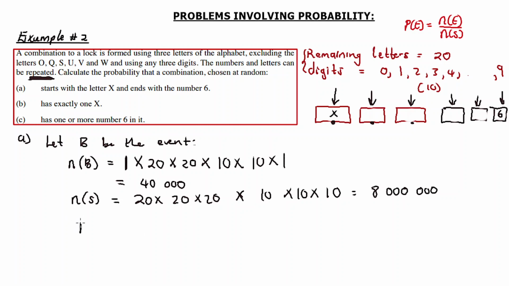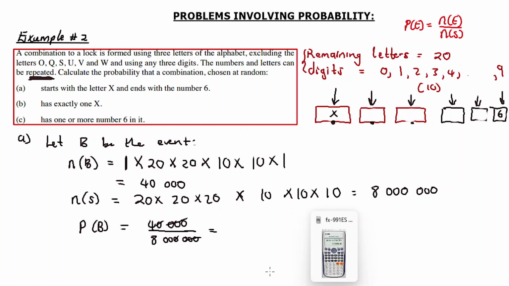So the probability of event B taking place is 40,000 divided by 8 million. The zeros cancel out, which leaves 4 over 800, which is 1 over 200.